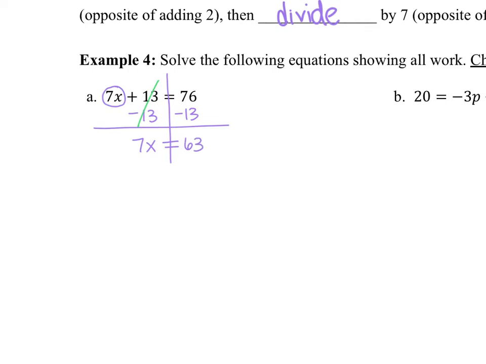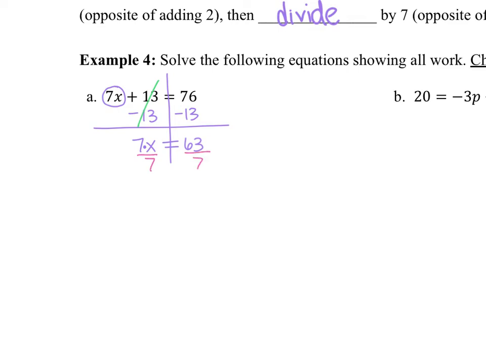Now notice we're down to a one-step equation. So I had a two-step equation, I did one of the steps, and now I'm doing the second step. So I've got 7 times x is equal to 63. Now I subtracted to undo this addition, and so now I'm going to divide to undo this multiplication. So now I'm going to divide each side by 7.